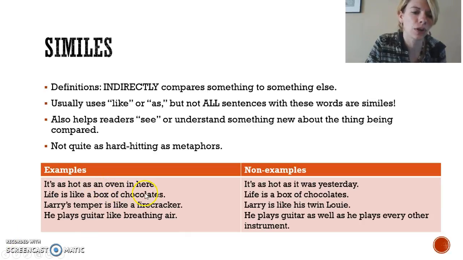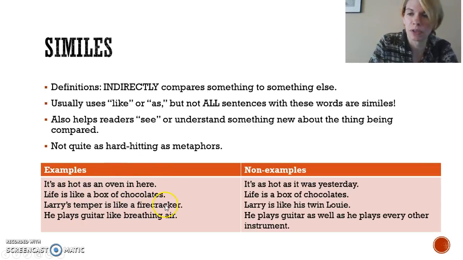Life is like a box of chocolates, very classic from a film. That is a simile. Life is being compared to a box of chocolates using the word like. Life is a box of chocolates. When we take like out, it becomes a metaphor. It's more direct. Larry's temper is like a firecracker.